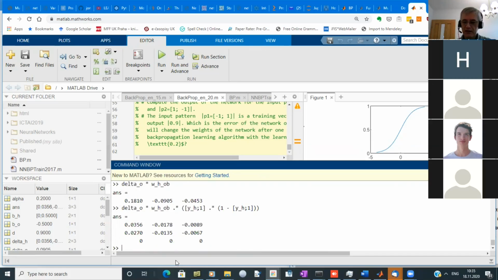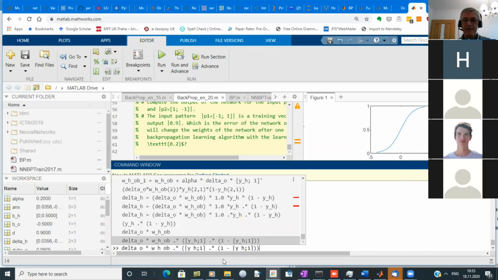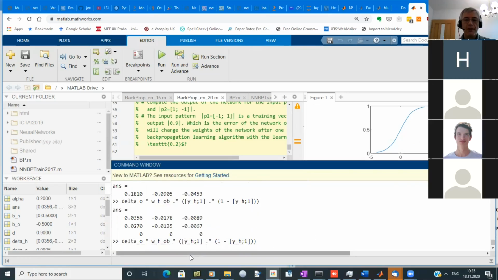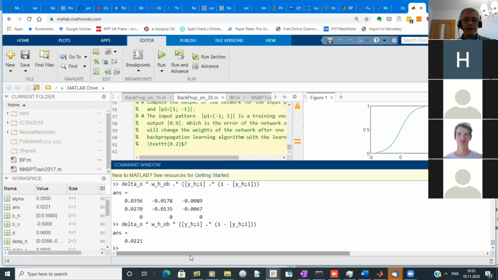What is wrong with the expression? After WHOB, there is no element-wise multiplication to the y times 1 minus y. You mean this should be removed? Yeah. But then we obtain a single value. This is wrong. We need deltas for all hidden neurons. This is not correct.